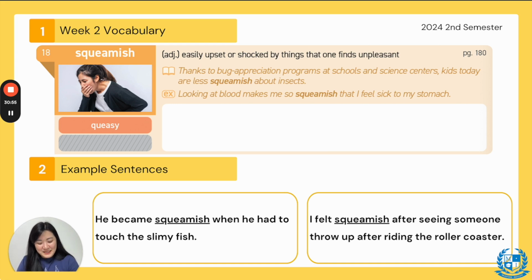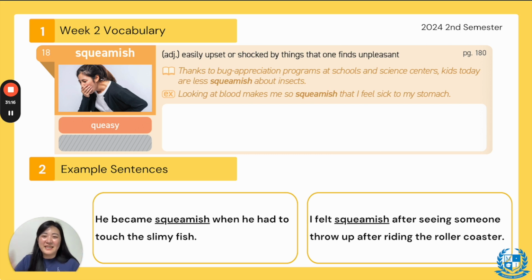And in the book, it says, thanks to bug appreciation programs at schools and science centers, kids today are less squeamish about insects. Meaning when they see a bug, they're not like, oh no. Instead, they're like, oh, this bug is interesting. Let's learn about it.